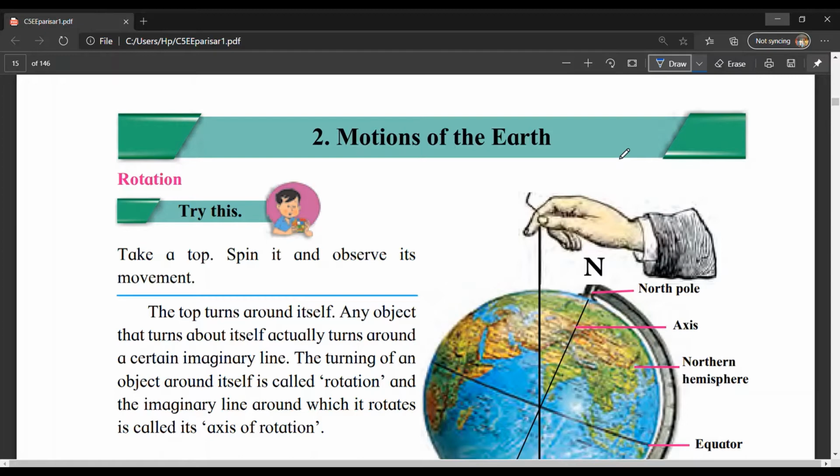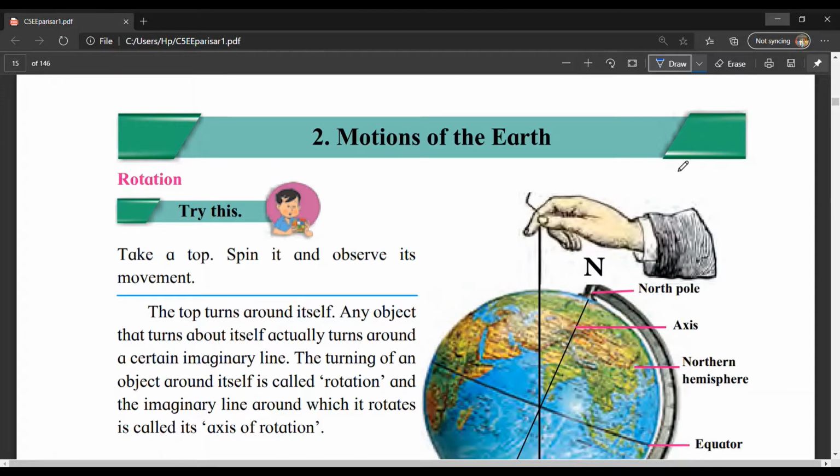It's Ritika this side and today I'll be teaching you all the second chapter from the standard 5th EVS textbook, that is Motions of the Earth. So let's get started. In the chapter Motions of the Earth, our first concept is rotation.